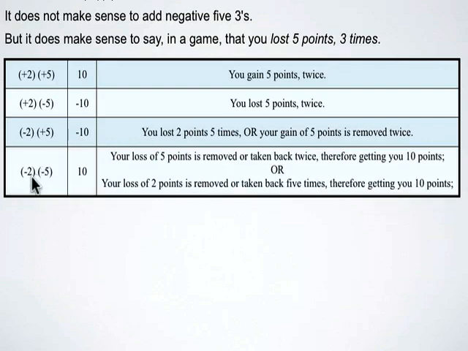Negative 2 times negative 5. That's going to equal positive 10 because our loss of 5 points, negative 5, is taken back or removed twice because of negative 2, thereby getting you 10 points. Or your loss of 2 points, negative 2, is taken back 5 times, negative 5, meaning that on the scorecard you would have a gain of 10 points.